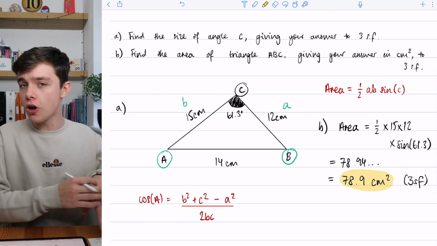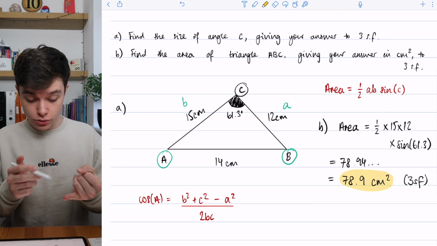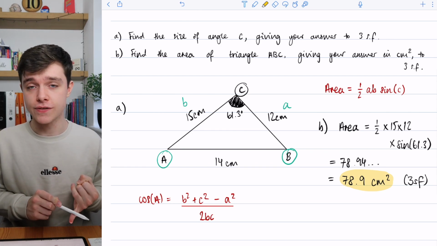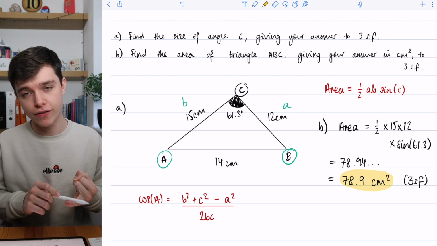So actually, not very difficult. Can you just use the angle version of the cosine rule, and can you use the area formula?